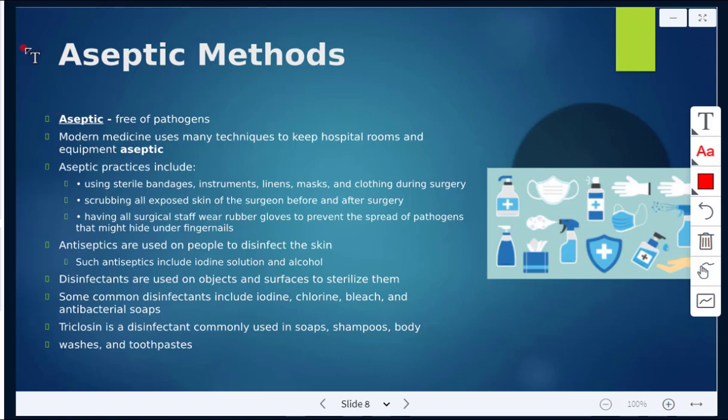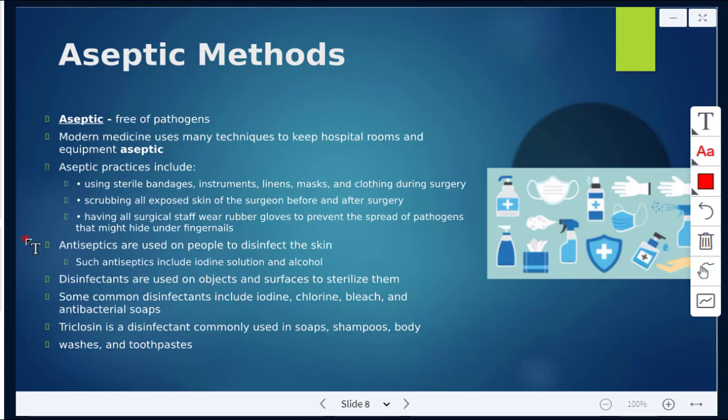All right, and then we get into aseptic methods. Aseptic means free of pathogens. So modern medicine uses many techniques to keep hospital rooms and equipment aseptic. For example, using sterile bandages, instruments, linens, masks, and clothing during surgery, scrubbing all the exposed skin of the surgeon before and after surgery, and making sure that all the surgical staff are wearing rubber gloves, again, to prevent the spread of pathogens that may be, for example, under their fingernails.